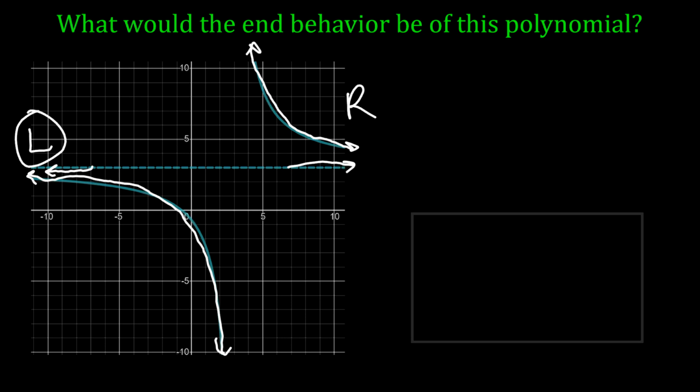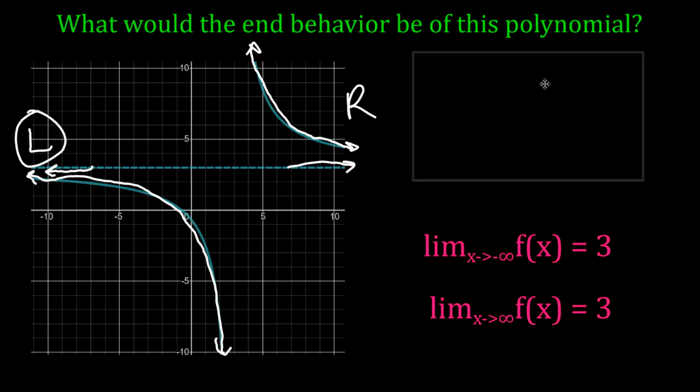So the end behavior of this polynomial is that as x approaches infinity and negative infinity, the function's going to approach 3. So instead of approaching infinity or negative infinity, it's leveling off at 3. So the limit would be approaching 3. So sometimes you'll end up with the end behavior being just a number, and that's where the graph would do something like this, where it would level off at that specific number.